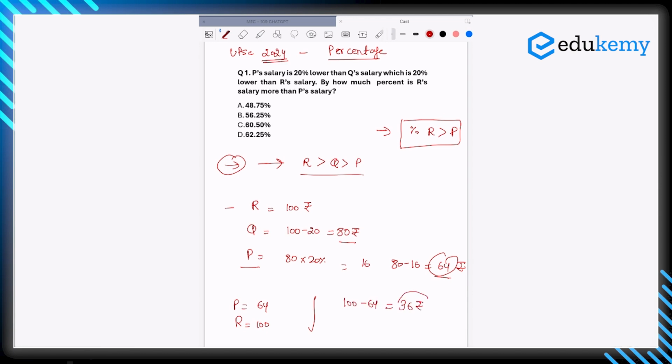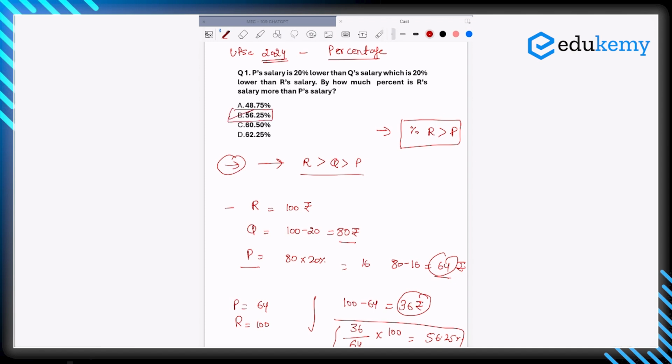Here students can be confused about which base to use. The question is saying by how much percent is R salary more than the P salary. So P se kitna percent zyada hai, so we need to take P as the base here. So 36 by 64 into 100 comes to almost 56.25%. When you calculate this, you will get 56.25%. So let's check the options. The answer will be B here, 56.25%.